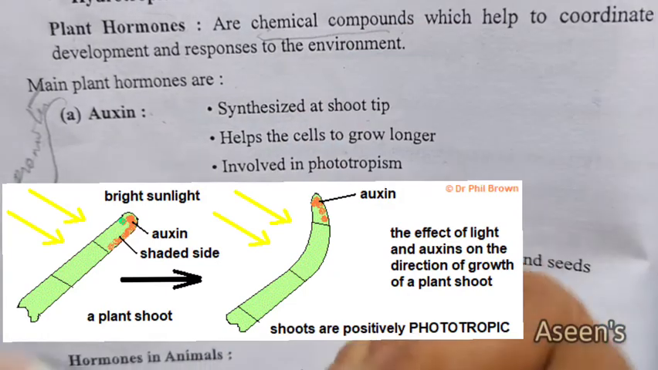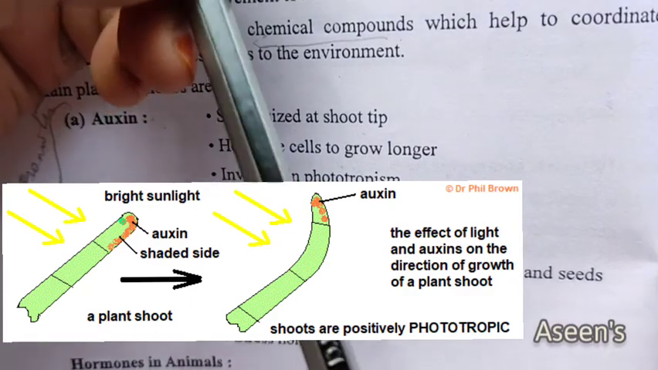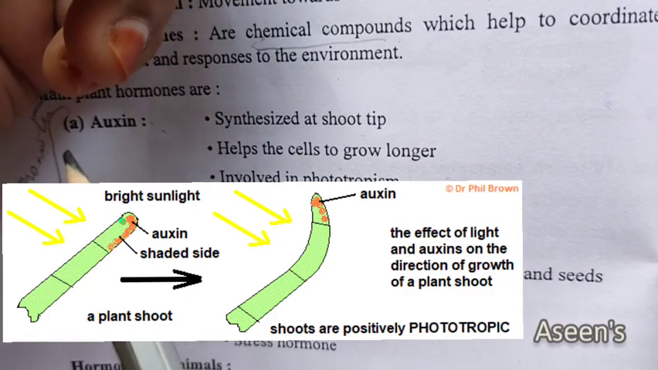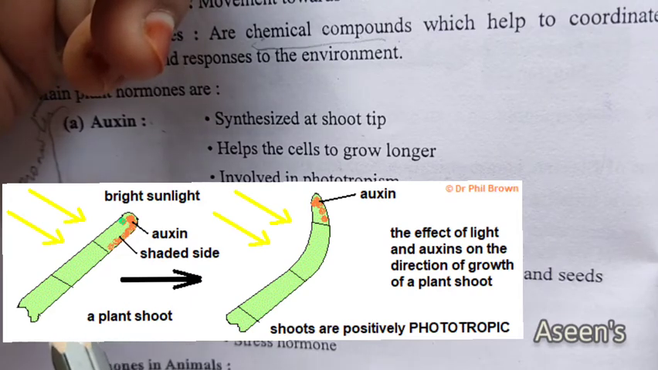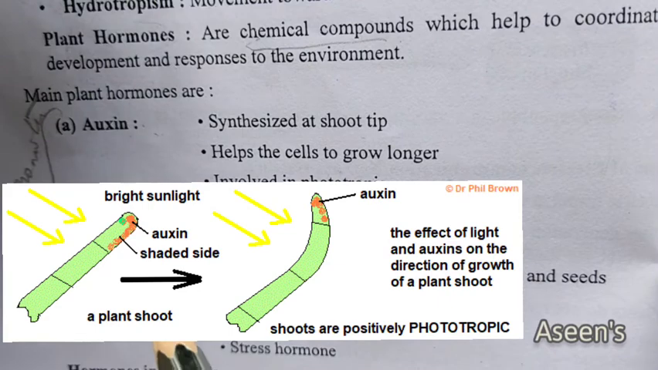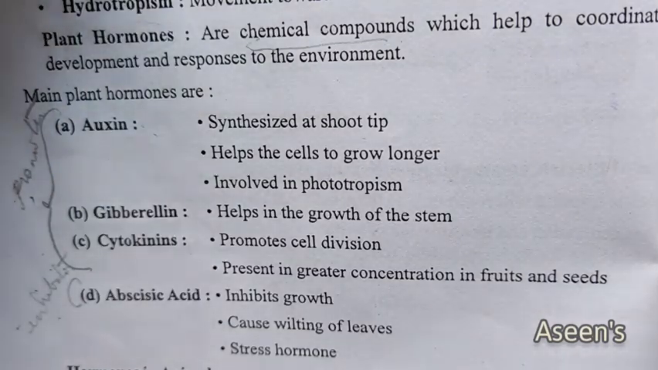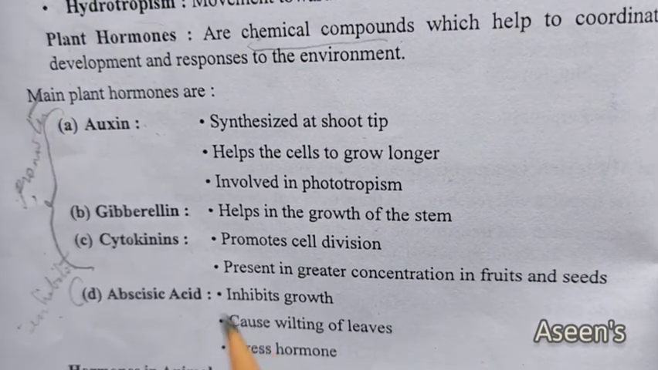As you can see here on the screen, wherever the sunlight falls, the auxin present in that region travels to the opposite side, the side which is in shade or not receiving sunlight. Because of this, they increase the growth in that area, causing the shoot to bend towards the direction of light. As you can see, it's easily shown on the screen right now. That is how it is involved in phototropism.